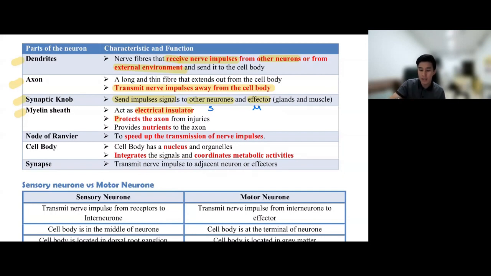And number two, it protects the axon also. So just like wire, sometimes you throw wire on the floor, and sometimes you step on it, then it will break. So you need this thing to protect it also. So these things are two. These two are the main reasons. Just remember these two, good enough already.